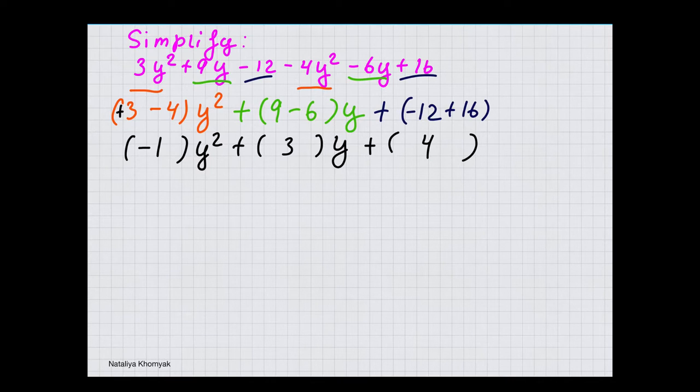Let's simplify signs. Positive times negative, negative 1y, or just y to the second. Positive times positive, plus 3y. Positive times positive, plus 4.